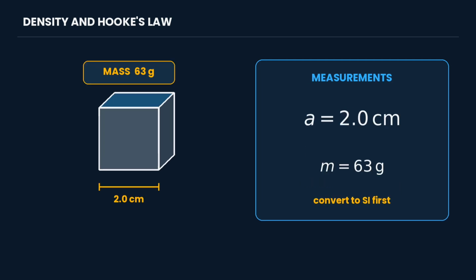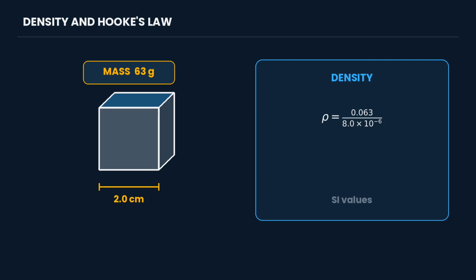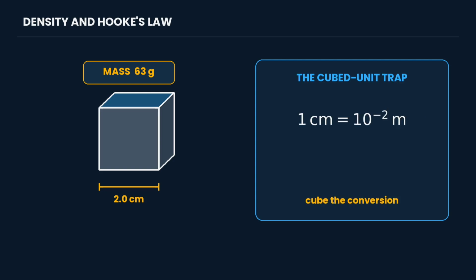A metal cube, side 2.0 centimetres, has mass 63 grams. In SI units, its volume is 8.0 times 10 to the minus 6 cubic metres. Divide 0.063 kilograms by this. The density is 7.9 times 10 to the 3 kilograms per cubic metre, which is consistent with iron or steel. The common trap is the cubed unit.